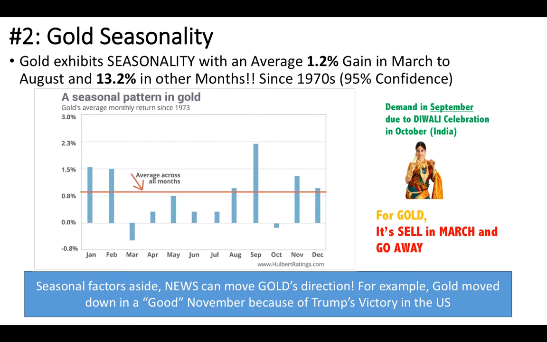So you see the most active months there, which is basically from September all the way to April. These are the most active months for gold. And you can see that gold moves up most in September. This is because of the Diwali festival in India. They like gold. They tend to buy gold at that time.